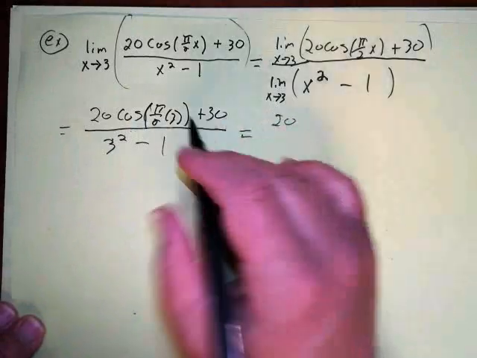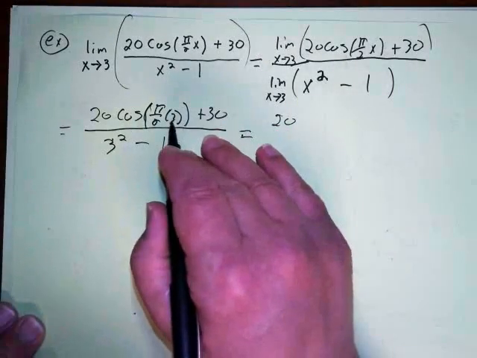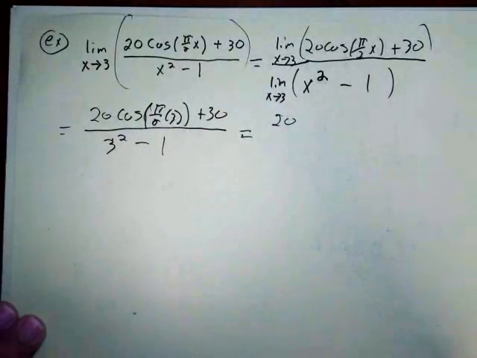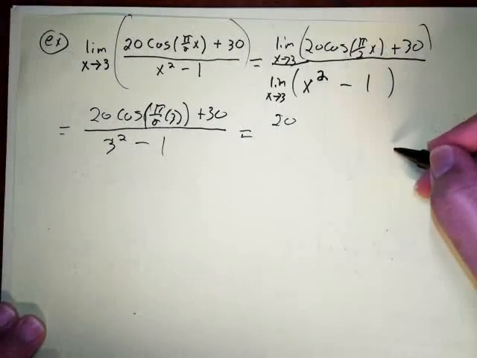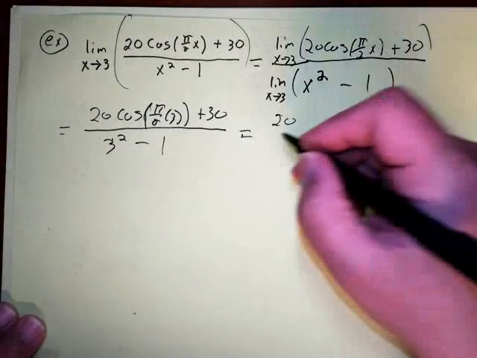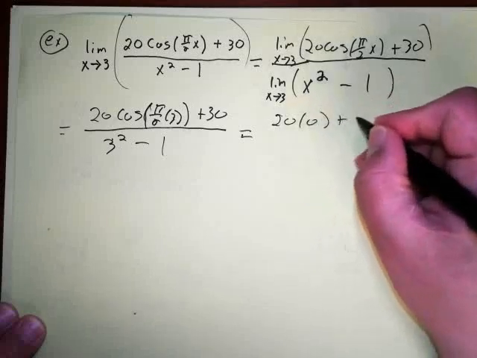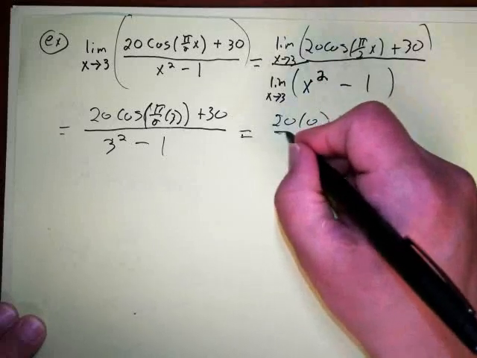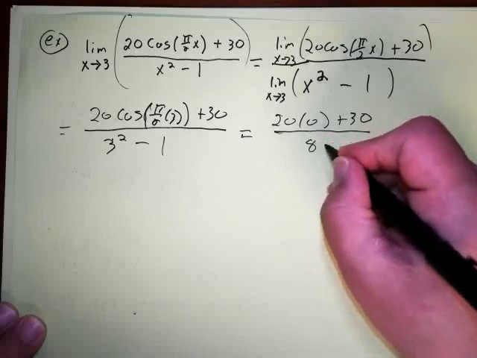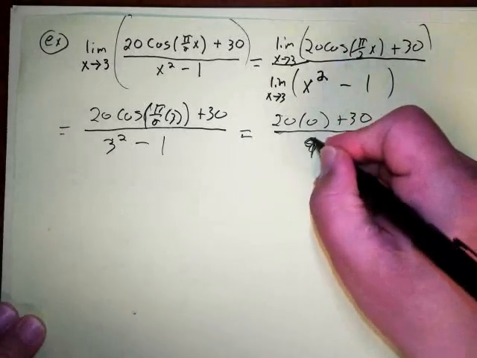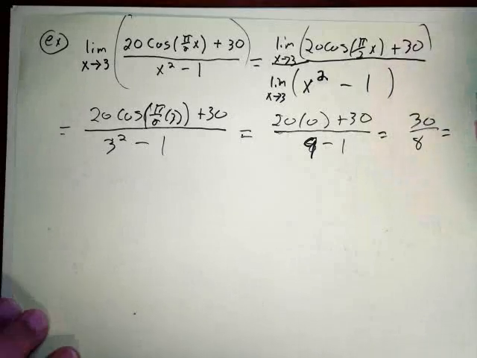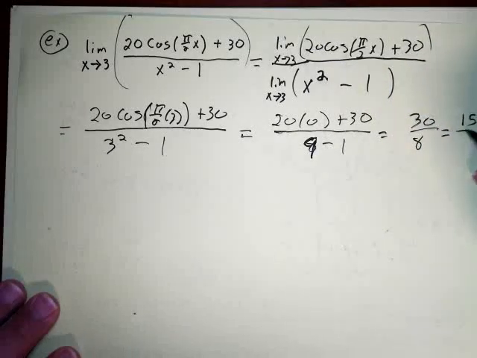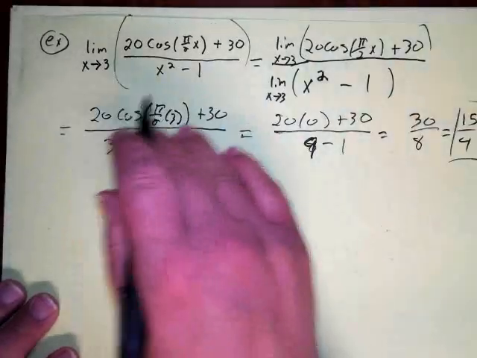So this is 20 times cosine of 3 pi over 2. Cosine is equal to 0 when the angle is 3 pi over 2. So this is 20 times 0 plus 30, all over 9 minus 1. And so this is just 30 over 8, and that would be 15 over 4. And that would be the limit.